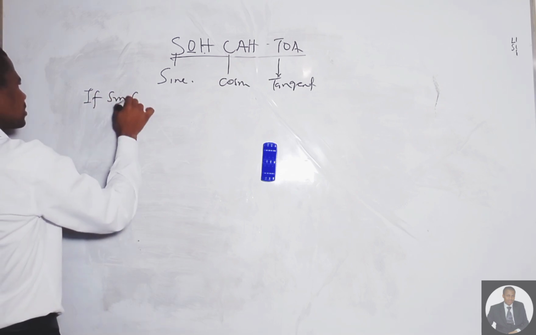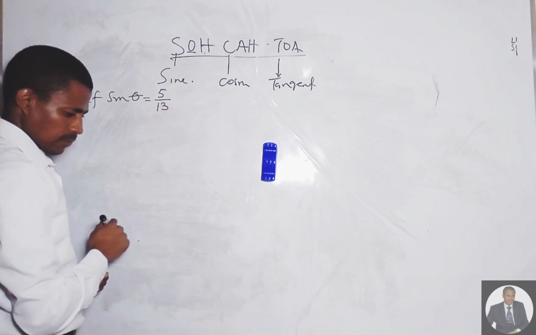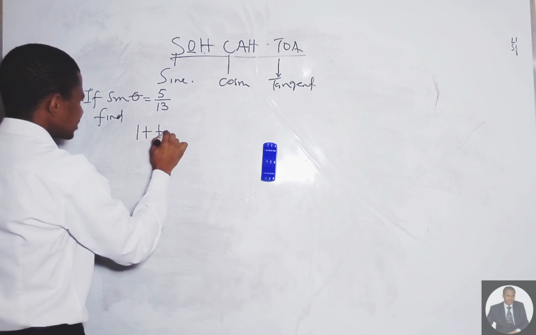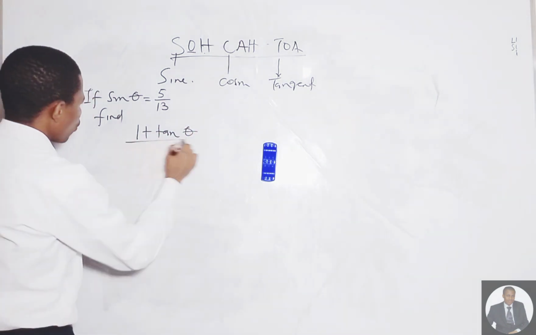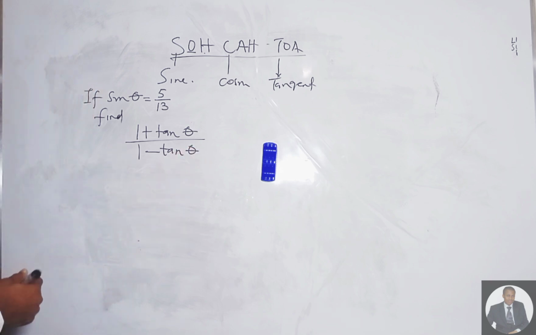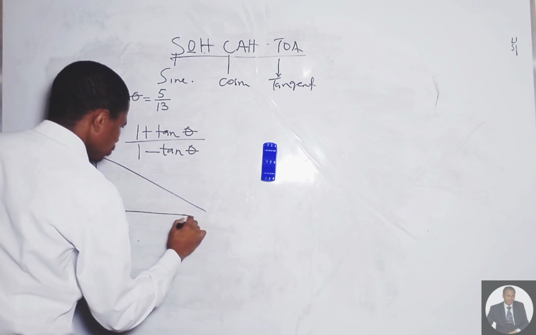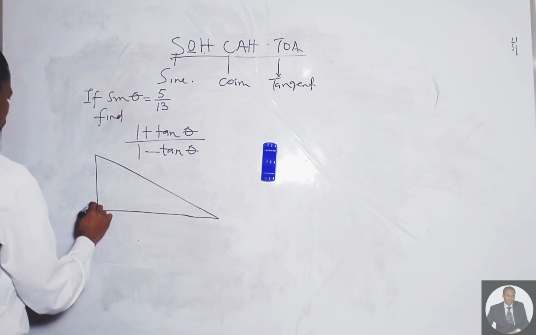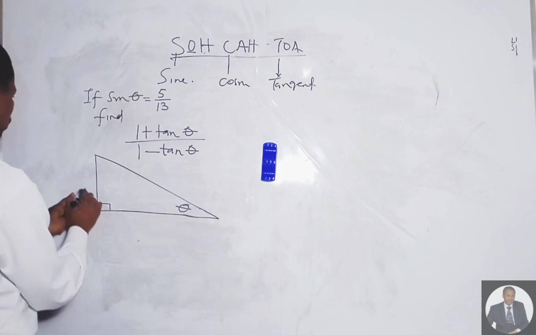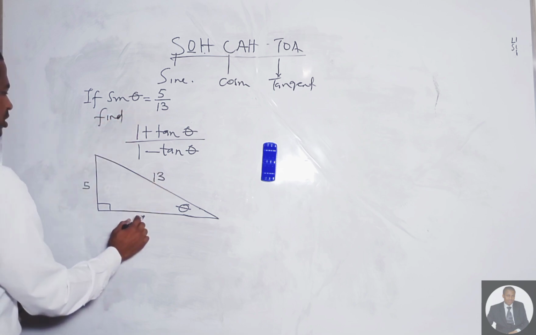If sine theta is equal to 5 over 13, find 1 plus tan theta over 1 minus tan theta. If you have a question like this, what are we going to do? First and foremost, we draw the triangle, a right angle triangle. Sine means opposite. So if this is our theta, opposite is 5 over hypotenuse. Hypotenuse is 13. So we have to look for this side.